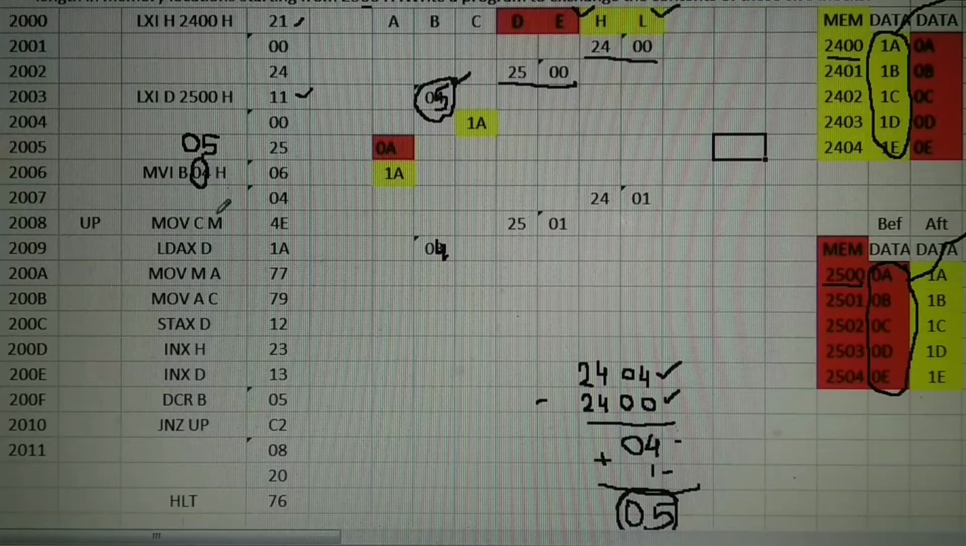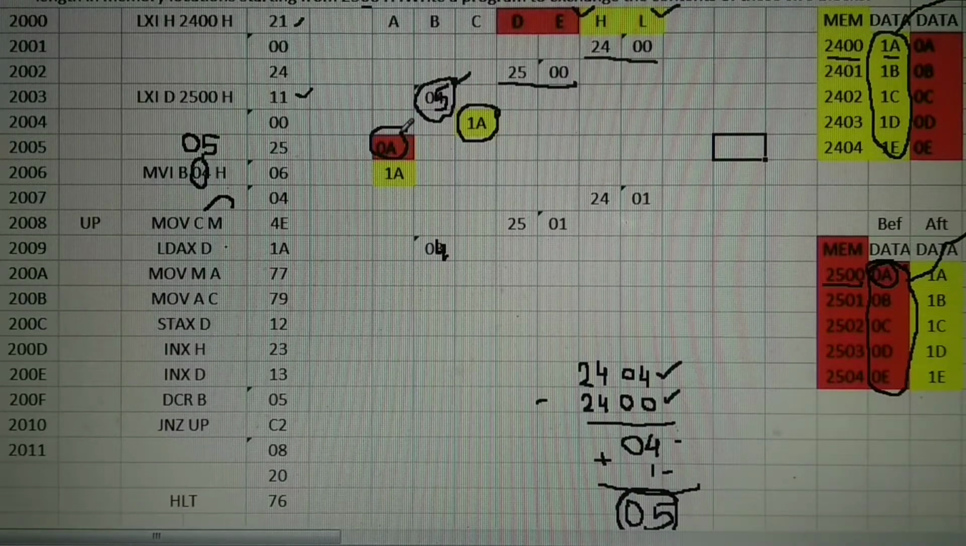Next instruction, MOV C, M. M means memory. HL represents the memory. Go to memory, take the number 1A and transfer it to register C. You brought this number to register C. Then LDAX D. DE gives the memory. Go to that memory, take the number and bring it to register A, that means to the accumulator. Here the first number is taken to C and from 2500 the number is taken to the accumulator.